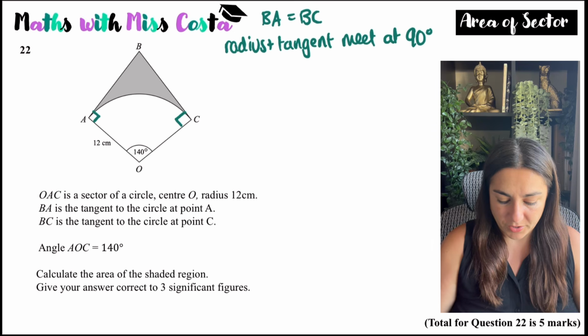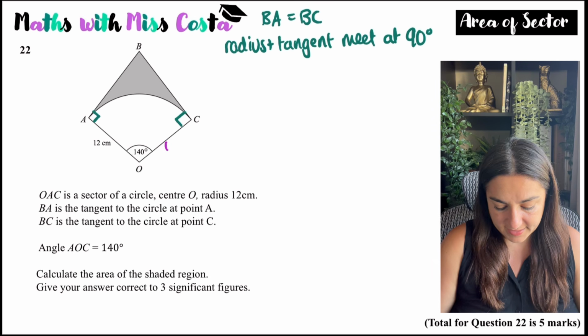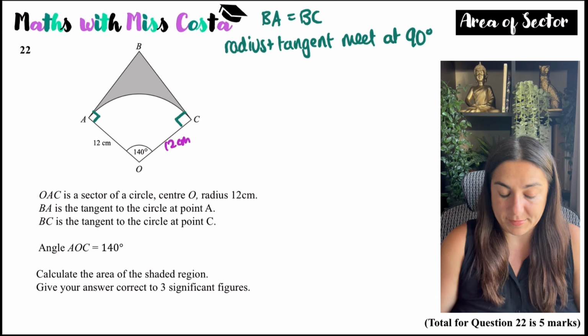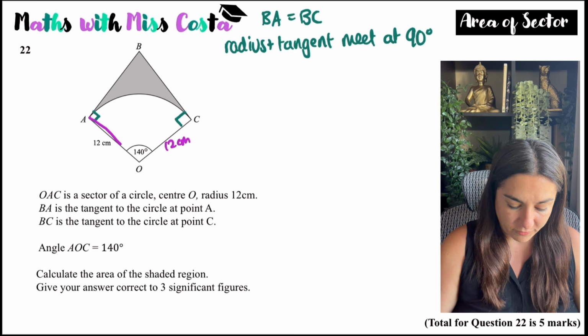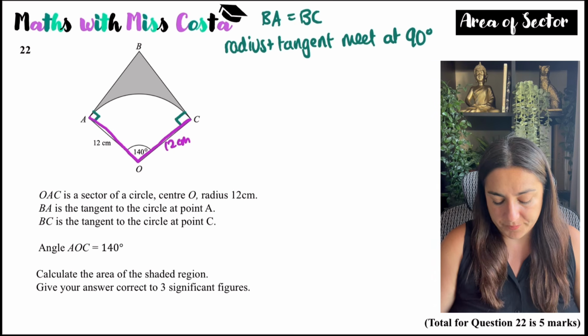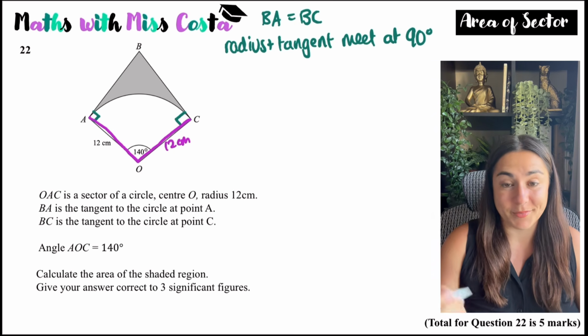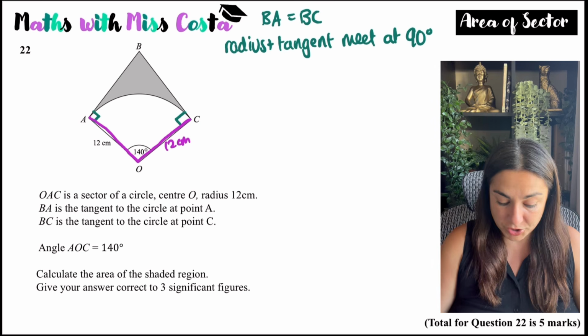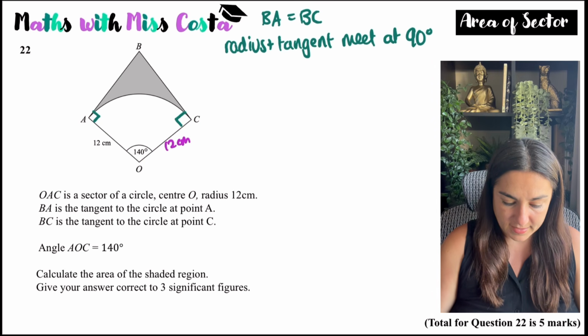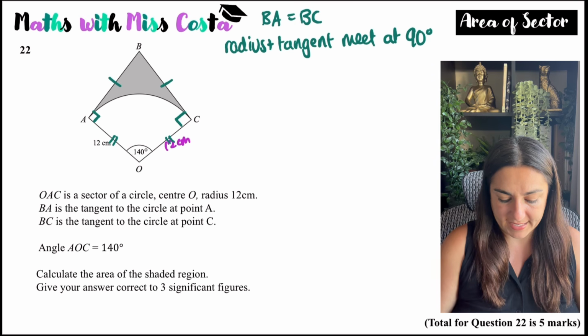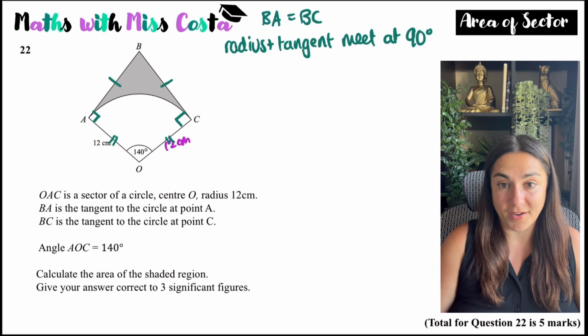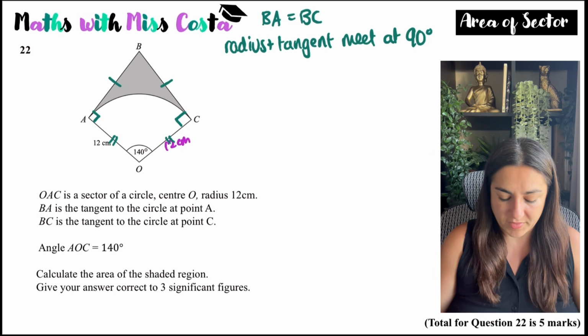I also know the radius is going to be equal. That's the whole point of being a radius. It's equal to every other radius because it's from the center to the outside. So I've got 2 equal sides here and 2 equal sides here. So I know that I'm dealing with a kite.